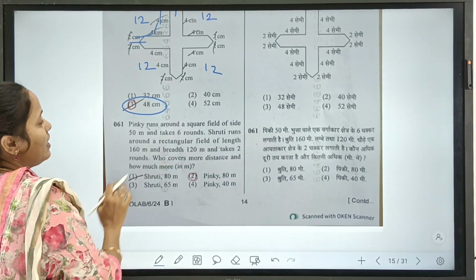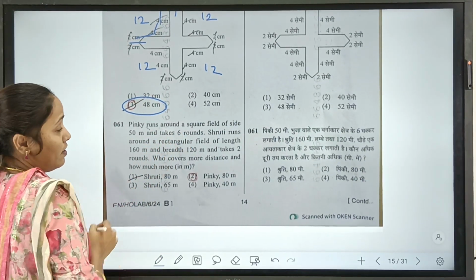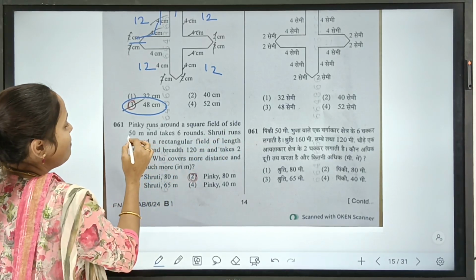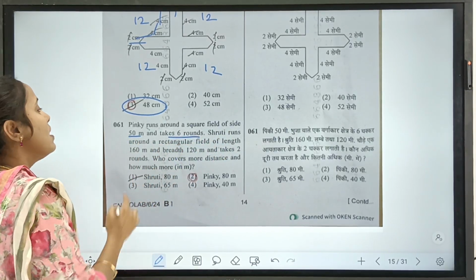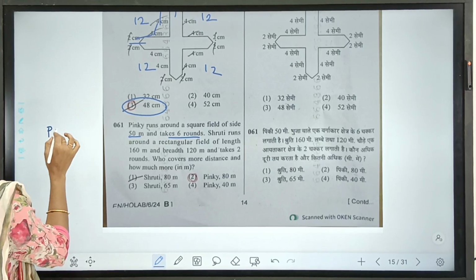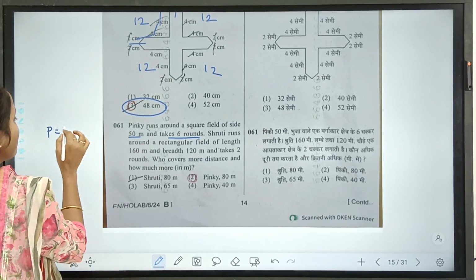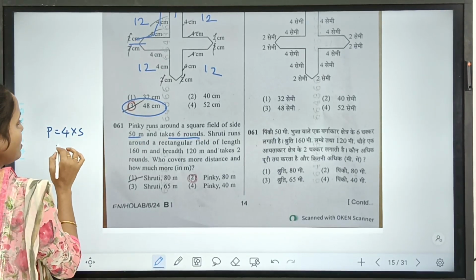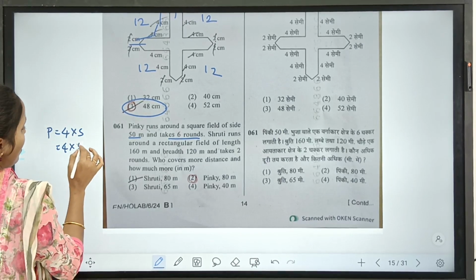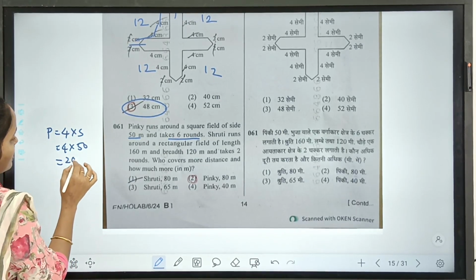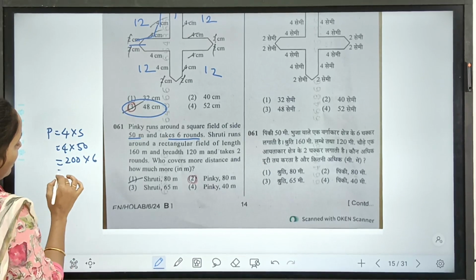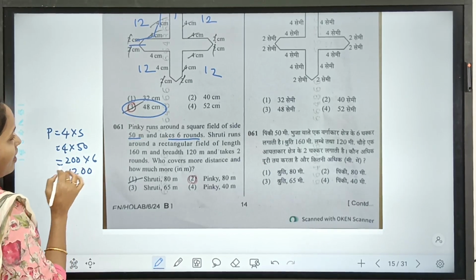Next question. Pinky runs around a square field of side 50 meters and takes 6 rounds. How much does Pinky run? The square field of side 50 meters means 4 into side. What is the value? 4 into 50, 200. But she took 6 rounds, so 6 rounds means 1200. Pinky runs 1200.